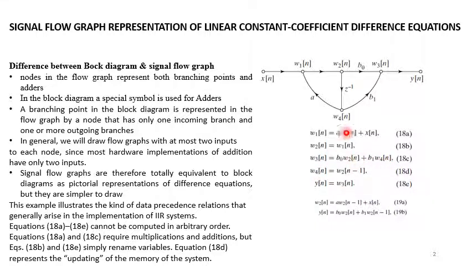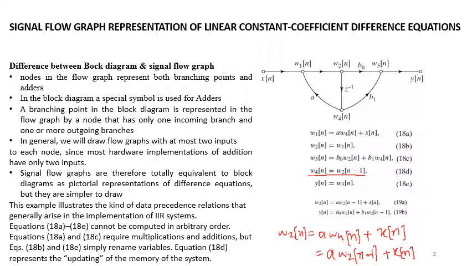Similarly, W4[n], which is this one, has incoming W2[n]. We have a delay element of one unit, so W4[n] basically equals W2[n] delayed by a single unit, or W2[n-1]. Similarly, because here we have an arrow but there is no value on it, that means it has the same value, that is y[n] has the same value as W3[n]. So we straight away write y[n] equals W3[n].